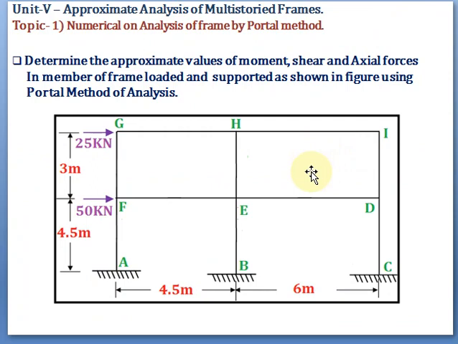Determine the approximate values of moment, shear and axial forces in the members of the frame loaded and supported as shown in the figure using Portal method of analysis. So this is the loaded frame, subjected to lateral loading of 25 kN and 50 kN. The total vertical length is 3 plus 4.5 meter and the horizontal length is 10.5 meter.